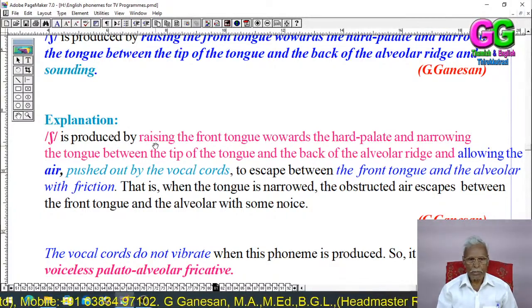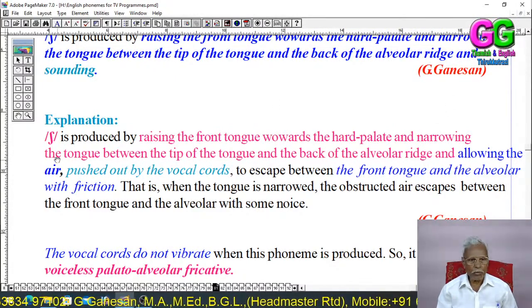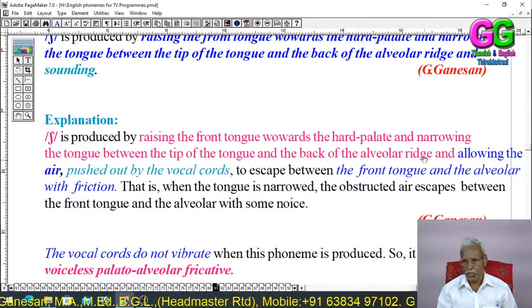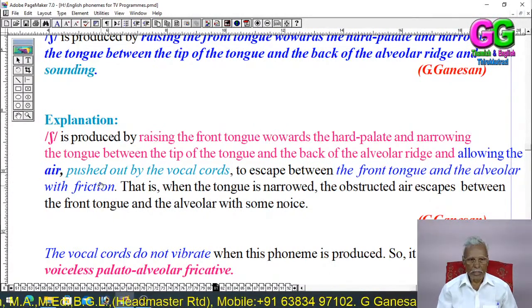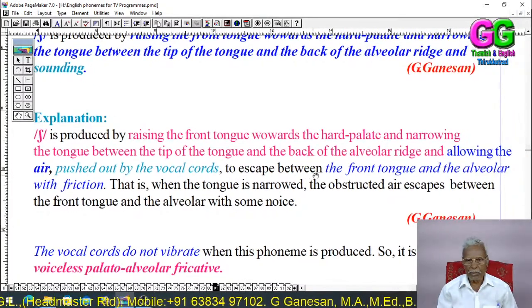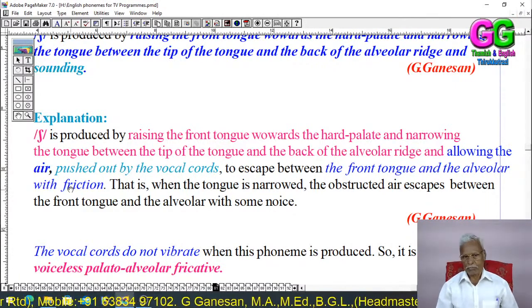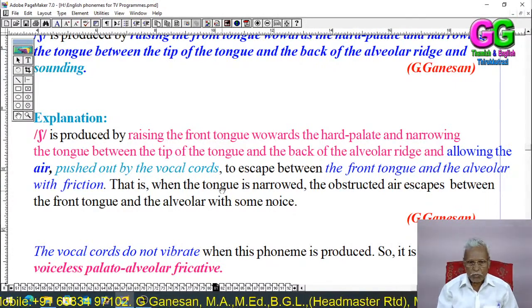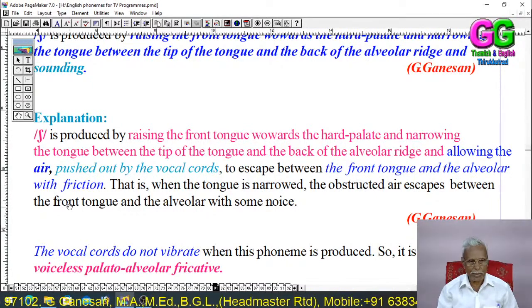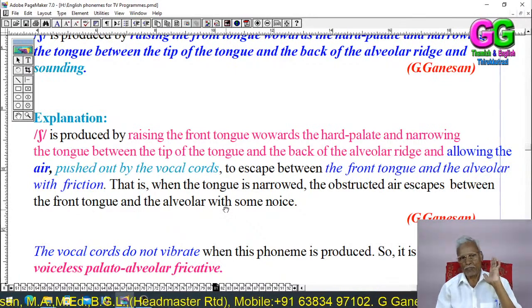/ʃ/ is produced by raising the front tongue towards the hard palate and narrowing the tongue between the tip of the tongue and the back of the alveolar ridge and allowing the air pushed out by the vocal cords to escape between the front tongue and the alveolar with friction. That is, when the tongue is narrowed, the obstructed air escapes between the front tongue and the alveolar with some noise. This is the explanation.